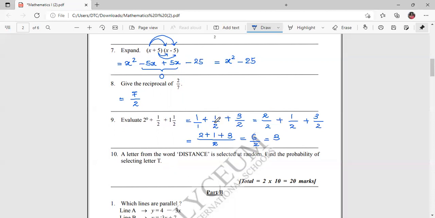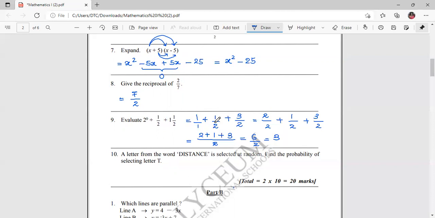Okay, so then the last question in part A, children, a letter from the word distance is selected at random. Find the probability of selecting letter T. First of all, can you remember the probability? That uncertainty we were talking about, right? First of all, you want to know how many letters you can find in this word, children. So you want to count, right?